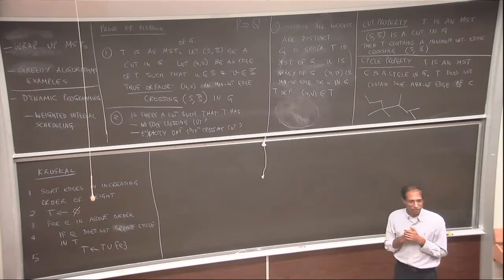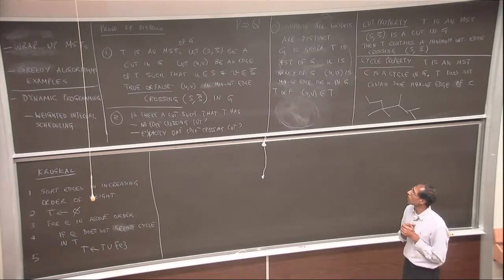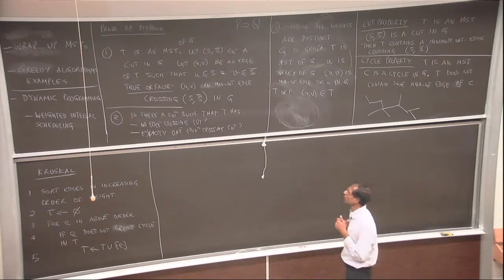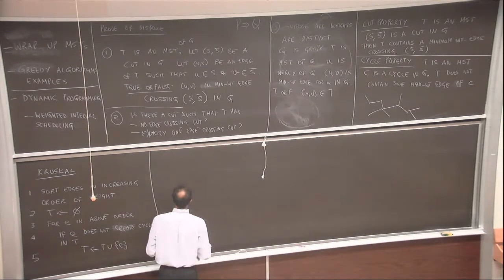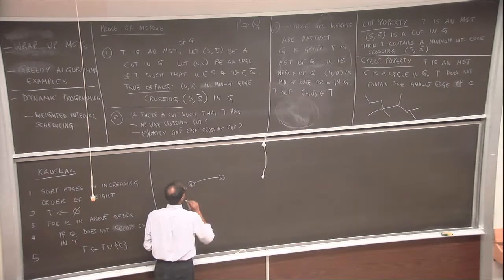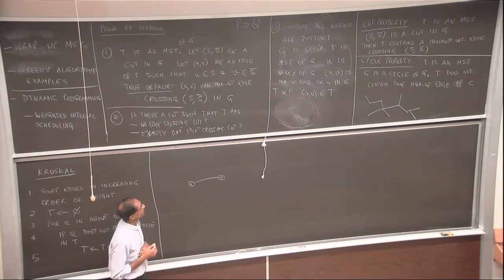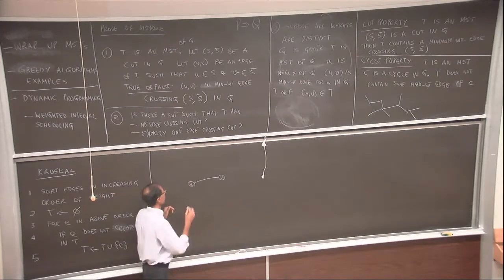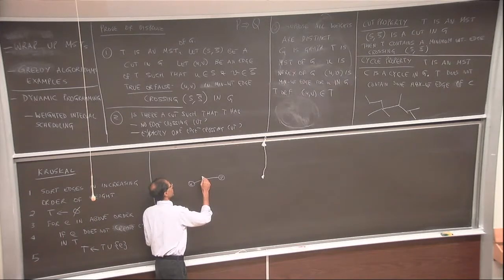Okay. So let's try to understand this. So UV is the minimum weight edge for U. It has low weight. And let's look at the cycle property. So let's say this has weight alpha.